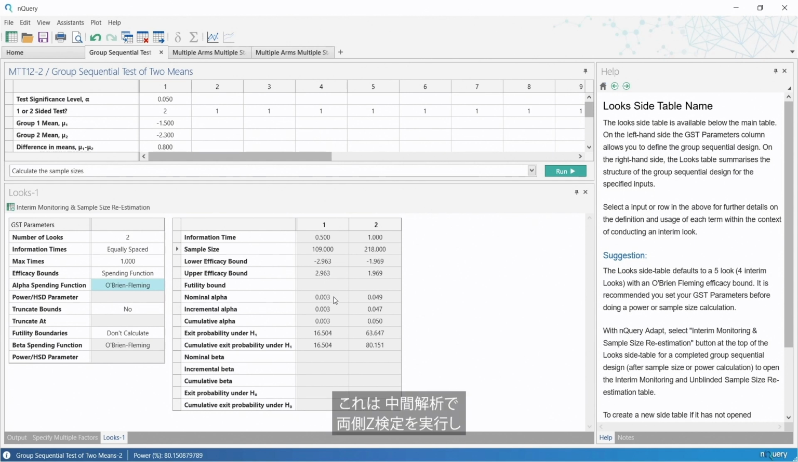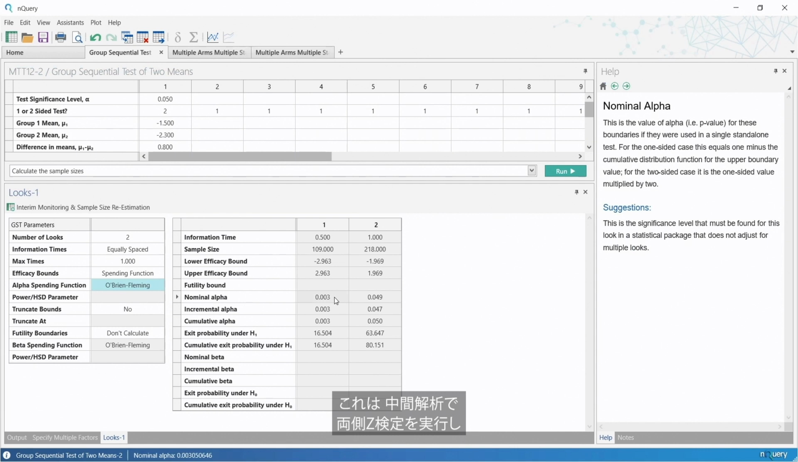This is equivalent, if we were doing a two-sided z-test on the interim analysis, to achieving a significance level of 0.003 or less. In other words, if we have a p-value less than 0.003 based on a z-test of the interim data, then we would stop the trial early.